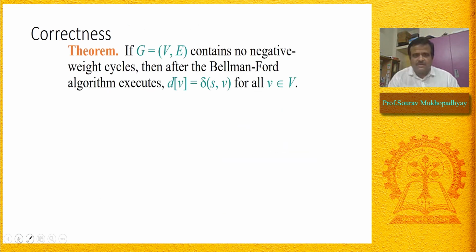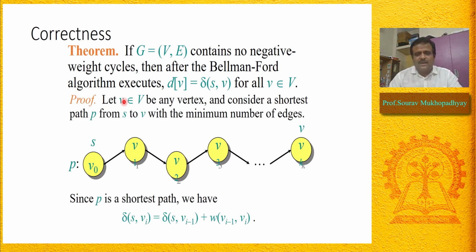Now what is the correctness of this algorithm, why is it working? The correctness we can prove by this theorem. If there is no negative weight cycle, then at the end of the algorithm, the Bellman-Ford should give us the d value of each vertex, which is basically delta of s comma v. So that is the theorem we are going to prove. Let us take an arbitrary vertex v, a small v from capital V, and let us take a shortest path P from s to v, visiting some vertices v1, v2, v3 like this. Then for any arbitrary vertex vi, delta of s comma vi should be equal to delta of s comma vi minus 1 plus w of vi minus 1 to vi.